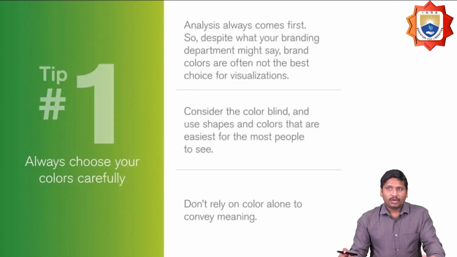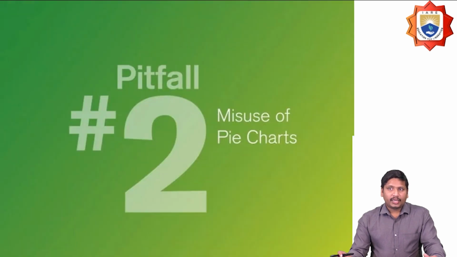So the tips you have to follow: branded colors should not often be the choice for visualization, and consider color blindness. Use shapes and colors that are easiest for most people to see, and don't rely on color alone to convey meaning. And the second pitfall is the misuse of pie charts.